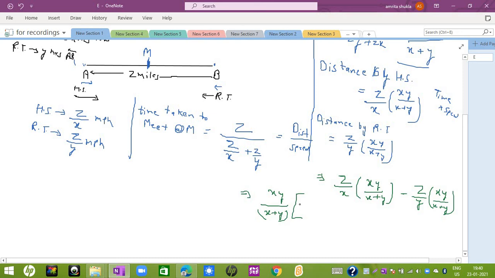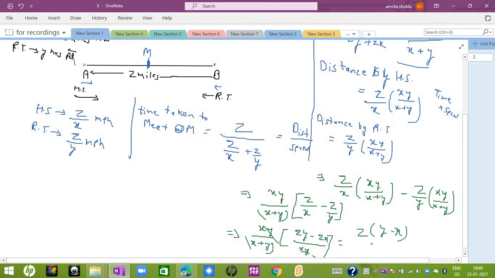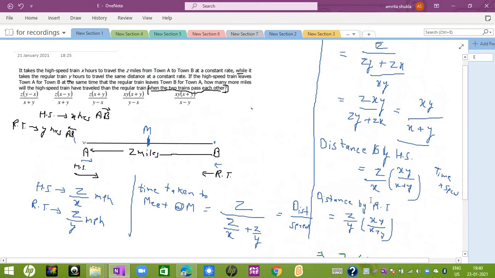Now we have z by x minus z by y, right? Let's simplify it quickly. So you will get xy by x plus y, and here zy minus zx divided by xy. Now xy and xy get cancelled out. You can also take the z common, so you will be left with z into y minus x divided by x plus y. So you see, if you know this key concept, you will quite easily be able to solve this question.